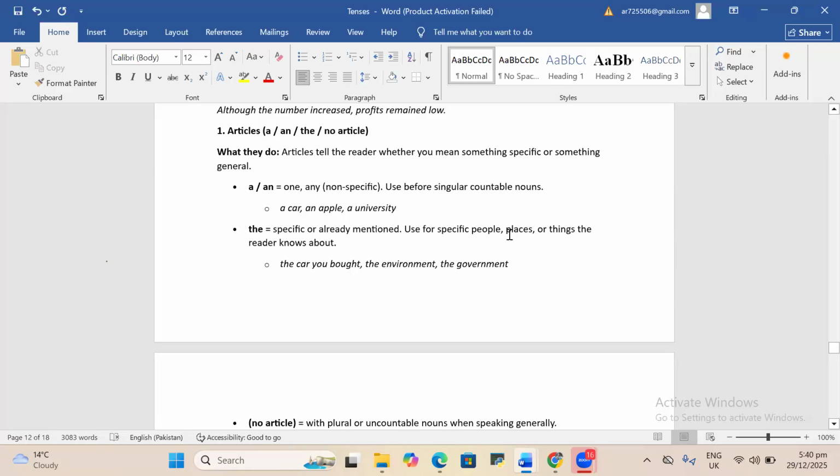If the reader knows something about it, you can use the before it. The thing the reader already knows about means something that is not specific if we do not already know about it. But if it is some general thing we already know about, then we can also use the before it.